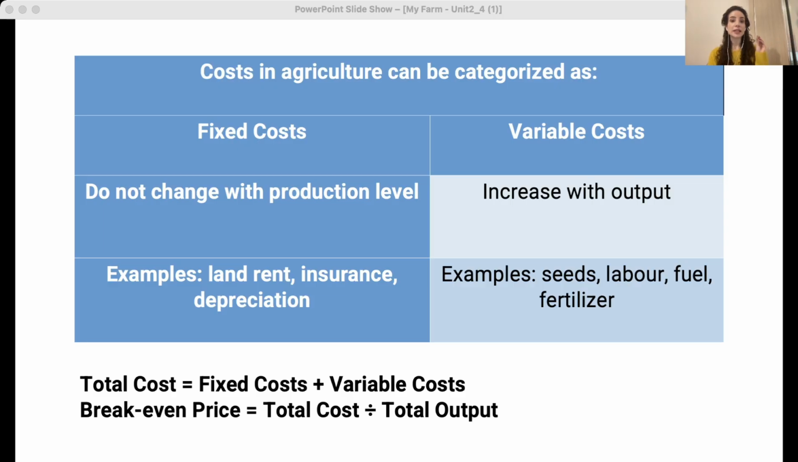When farmers clearly understand their costs, they are better positioned to make informed planting and investment decisions. They can respond more quickly to market signals, adjust production strategies, and identify opportunities to improve efficiency. Two simple formulas help turn cost data into practical management tools. Total cost equals fixed cost plus variable costs. The break-even price is calculated by dividing total cost by total output.